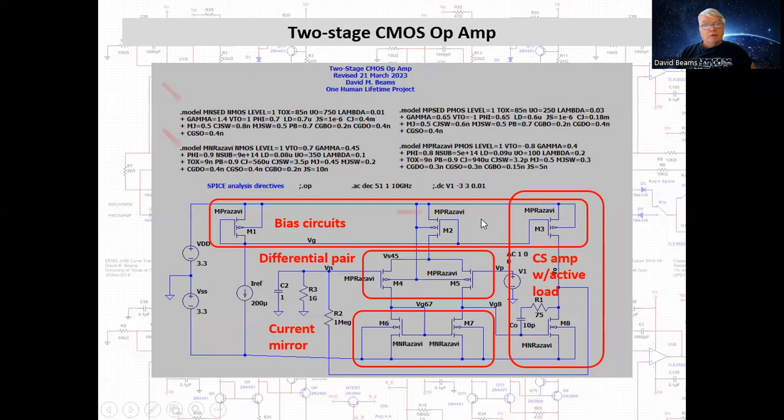Now, we also have two sets of model parameters for NMOS devices and PMOS devices. One set of parameters comes from the Sedra and Smith text, and the other comes from Razavi's text on analog CMOS design. And by changing the names of the models involved in the circuit, you can change the model parameters from one set to the other and see what effects that may have.